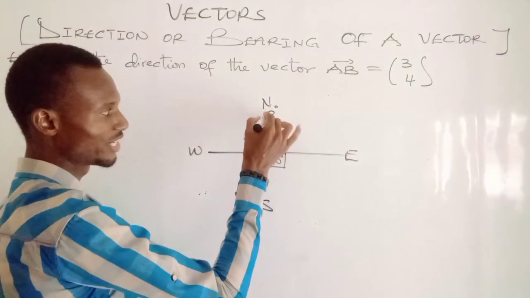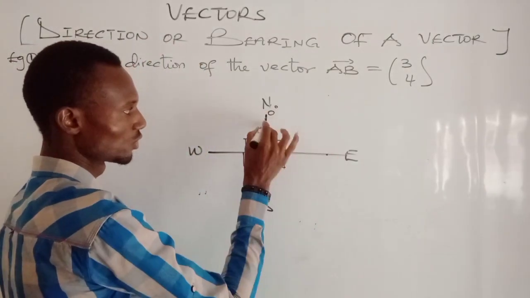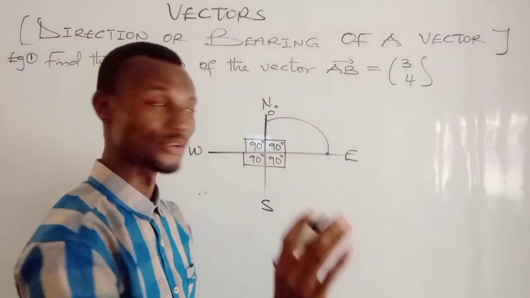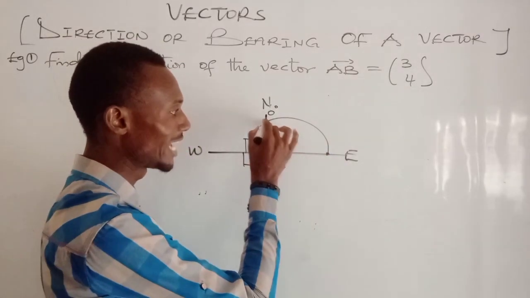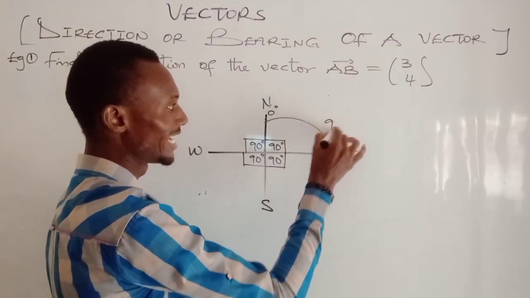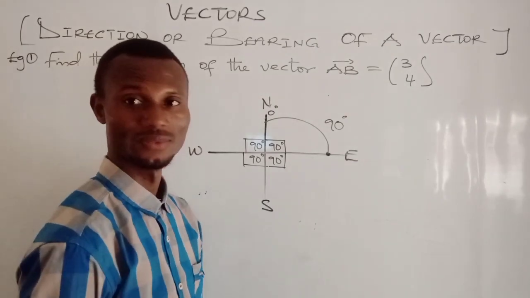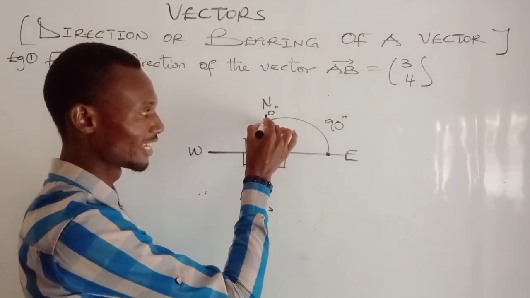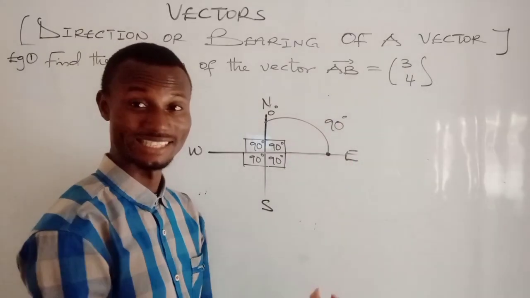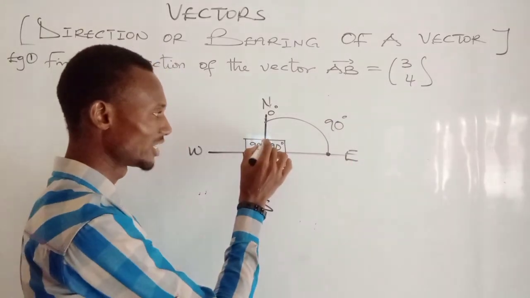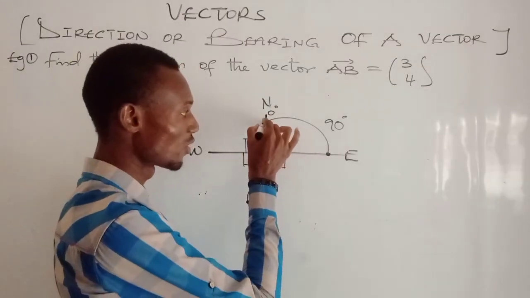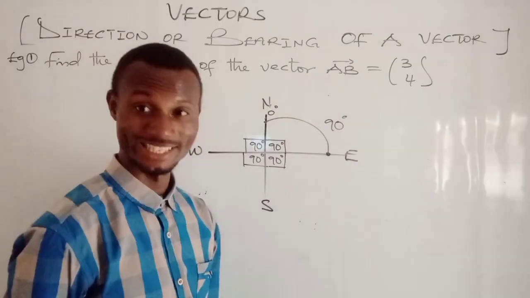So assuming I start reading from here up to this point, I hope you can all agree with me that if I read from the north up to the east, which is this point, it will give me a 90 degrees angle, because the starting point is the north, which is 0 degrees. I read up to the point E, then it will give me 90 degrees because the angle which is being formed at this quadrant is 90 degrees.